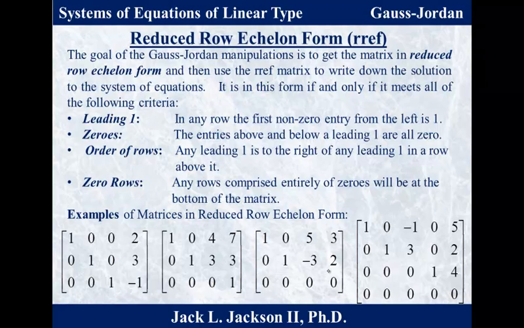And if you do have any rows that are completely zeros, like these last two examples, they have to be at the bottom of your matrix. You could even have a couple of rows that are completely zero. They're the bottom two rows then. Okay, so this is reduced row echelon form. And so our idea of the Gauss-Jordan technique is to get it in this form.